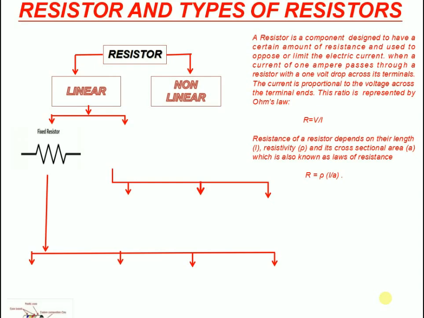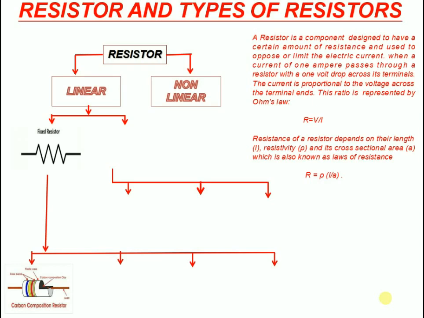Carbon composition resistors. A typical fixed resistor is made from a mixture of granulated or powdered carbon or graphite, insulation filler, or a resin binder. The ratio of the insulation material determines the actual resistance of the resistor.